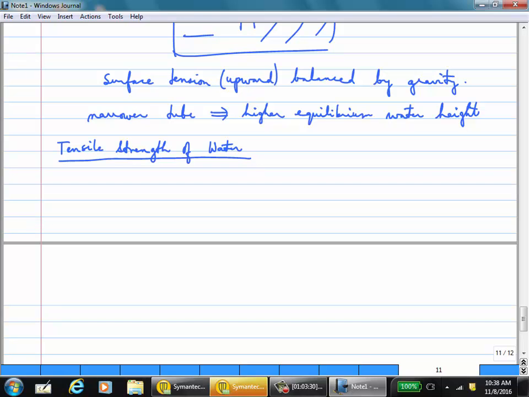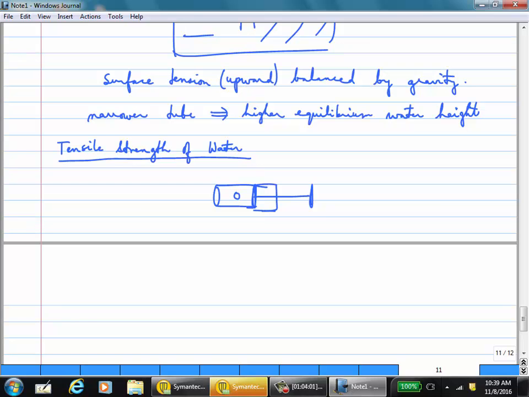So let's look at a situation where, let's say, we have a syringe here that is sealed, and I have water in there, and then there is a plunger for that syringe. Now, if there is an air bubble inside this water and I push on the plunger, what will happen to the air bubble? It'll become smaller.